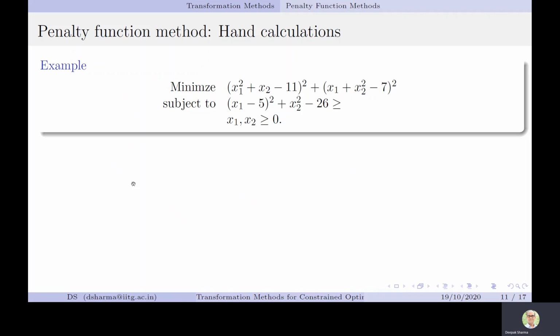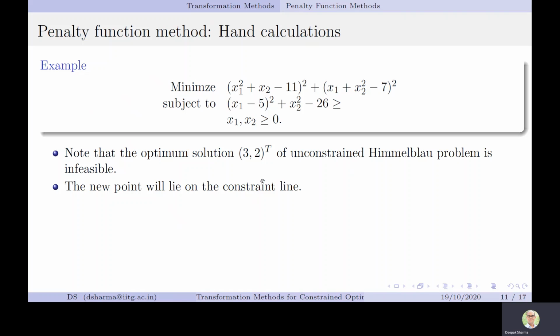So let us take one example to understand how this method works. Here you can see we are going to minimize this function. This is a Himmelblau function, and we are considering one constraint, which is (x1 minus 5) whole square plus x2 square minus 26 should be greater than or equal to 0. So 0 is missing on the right hand part, so it is 0 here.